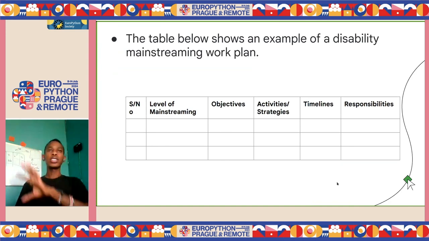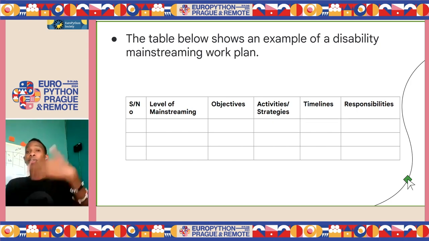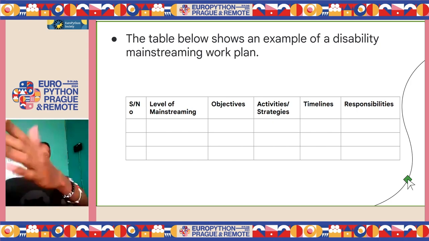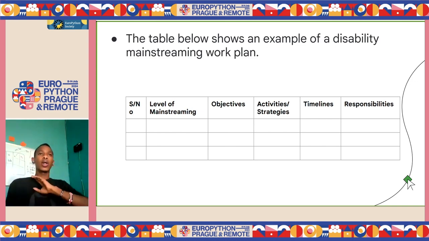And so this is an example of a table or a slideshow that you can use to have a work plan. Let's say this is the level of mainstreaming, the objective of the mainstreaming action, and then the activities or strategies that you need, the timeline that this is running on, and then who is responsible for this, just for accountability and all that.